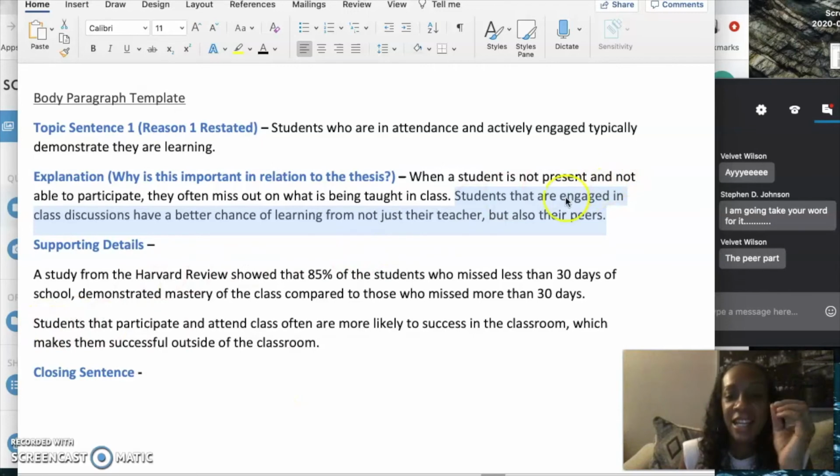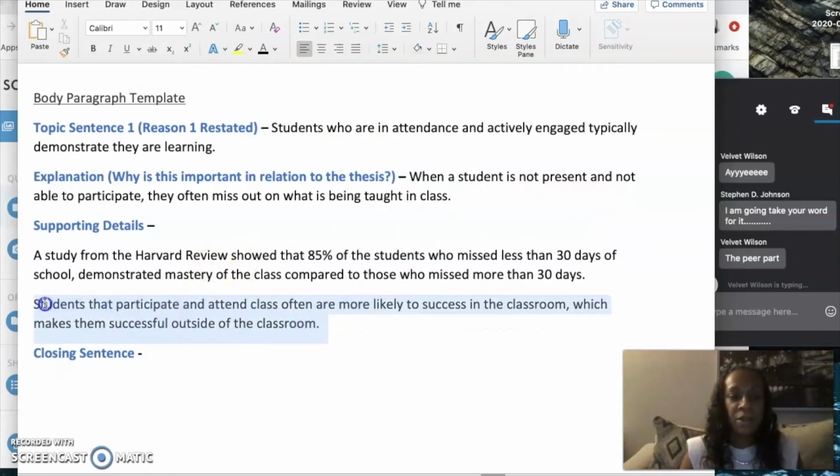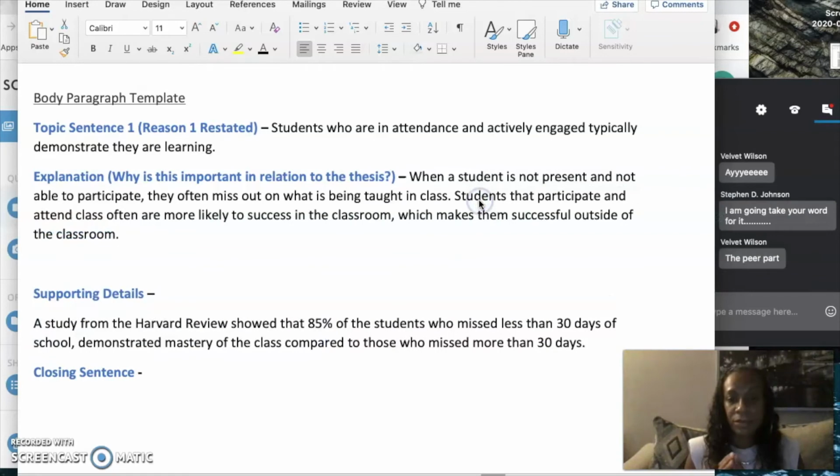Because in this sentence, we get into specifics where we're talking about class discussions, learning from their teacher, but also their peers. When we leave off on peers, that gives your reader the impression that you're going to start talking more about peers and how peers are important to students being in class and actively learning. So, we're not even headed in that direction based off of the sentences that you two contributed. So, this one just needs to be removed. It doesn't fit anymore. So what we're gonna do is replace it with this one.